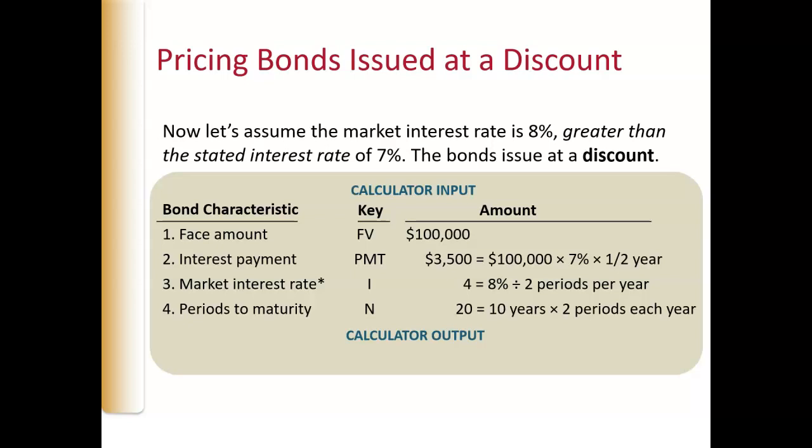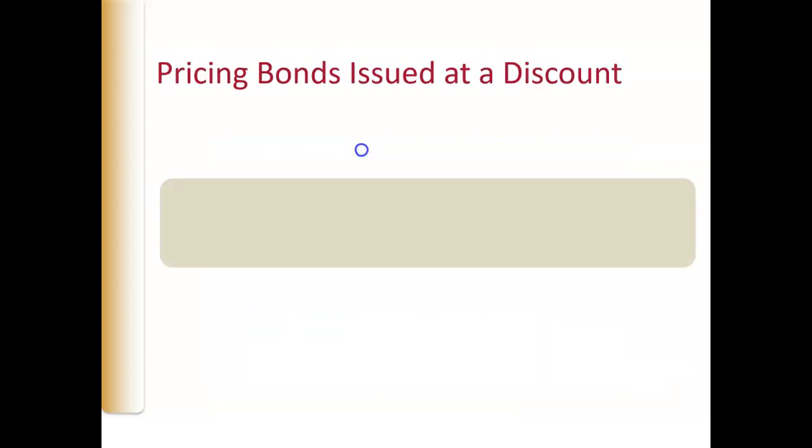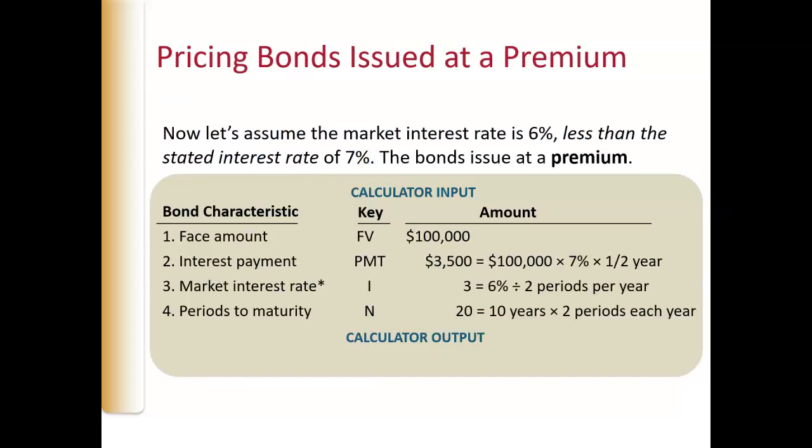Does that make sense? So know, guys, when the market rate is greater than what the stated rate shows on that piece of paper, the bonds will always issue at a discount, which means below the face amount. When the market rate is less than the stated rate, what's on the piece of paper, the bonds will always issue at a premium. Because you're only going to get what the market will bear. So if the stated rate on the piece of paper shows you're going to get more than what the market's willing to bear, you're going to have to pay more for that bond. So that is the key to understand.